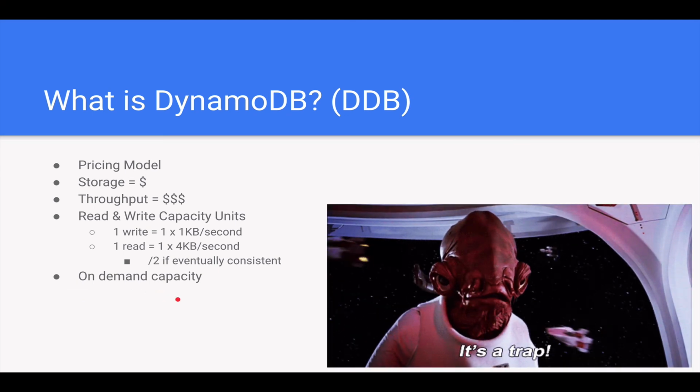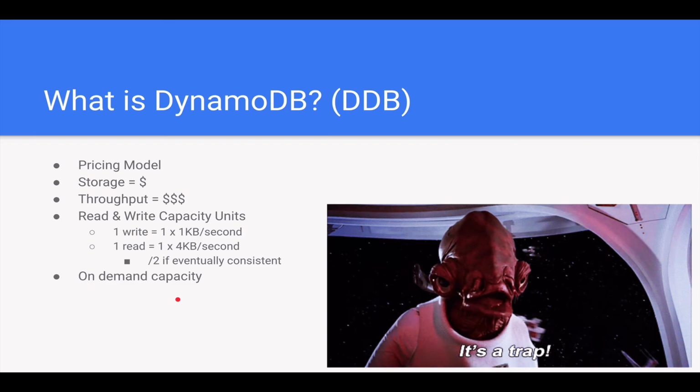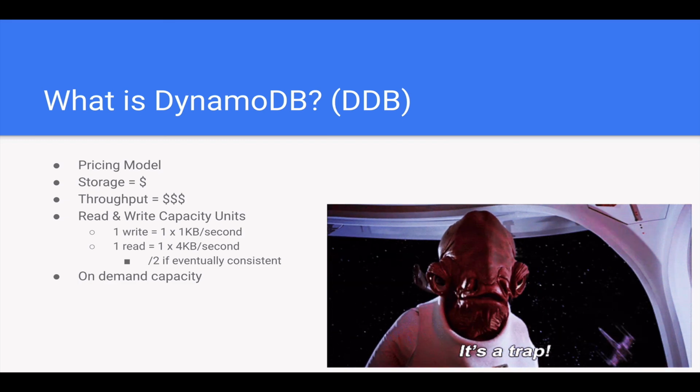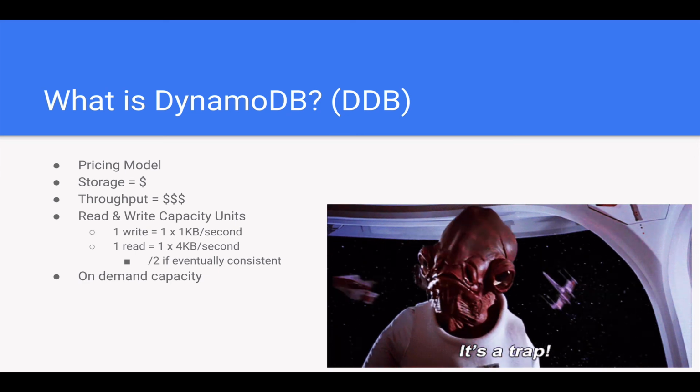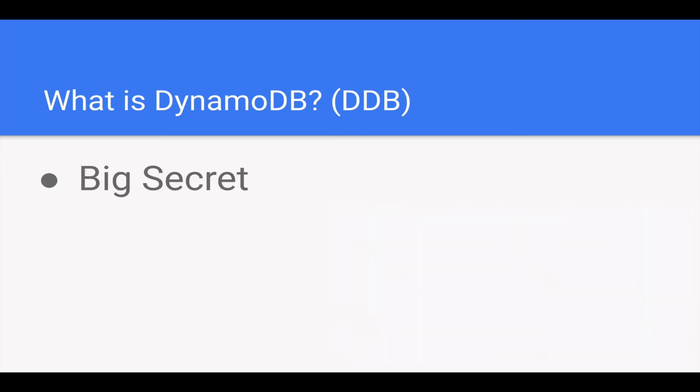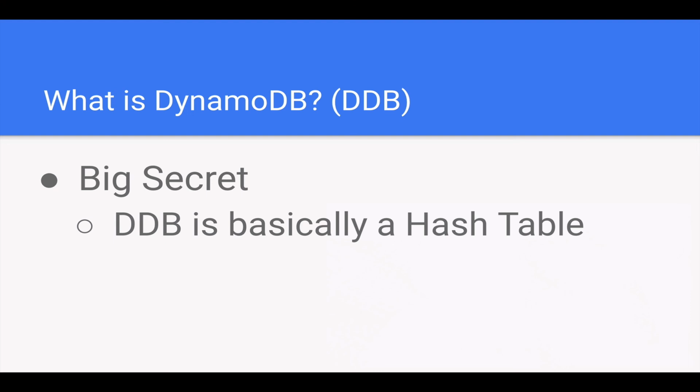On-demand capacity is a trap. Like it very, very much is. It's a great way to get started, but just be careful. And again, the big secret is that DynamoDB is just a hash table. It's basically a hash table.